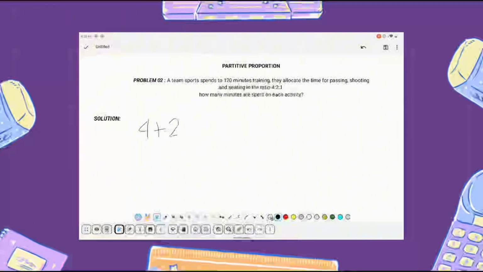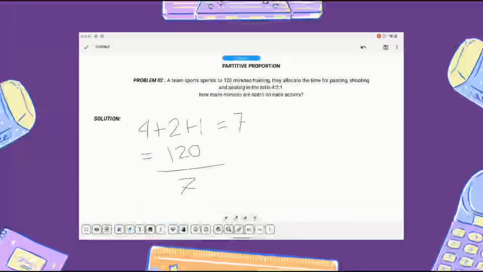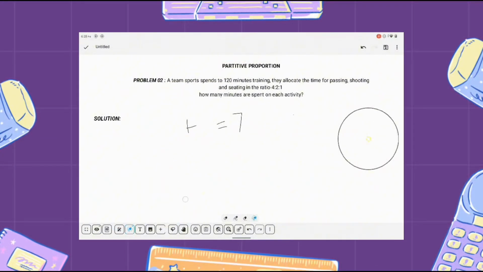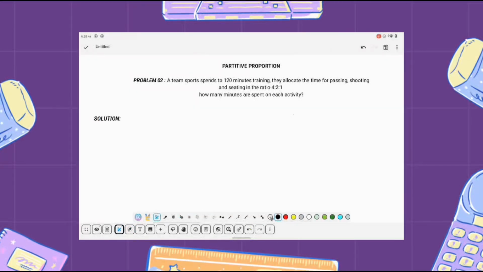Again, we start by adding up the parts in the ratio. 4 plus 2 plus 1 equals 7 parts. Now, we divide the total training time by the total parts. 120 divided by 7 equals 17.14 minutes per part. Next, we calculate the time spent on each activity.